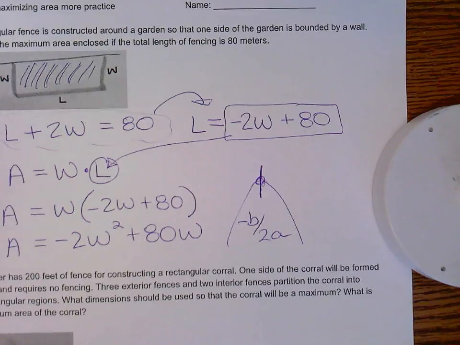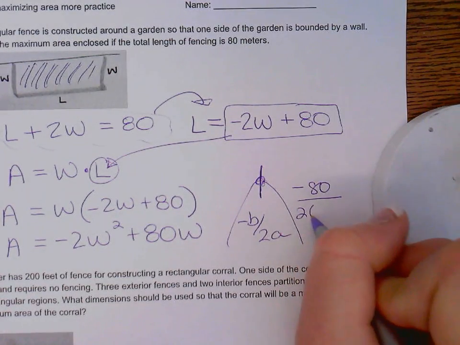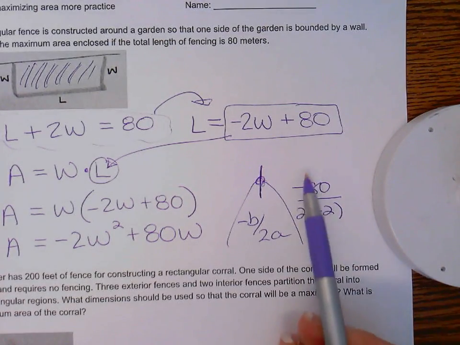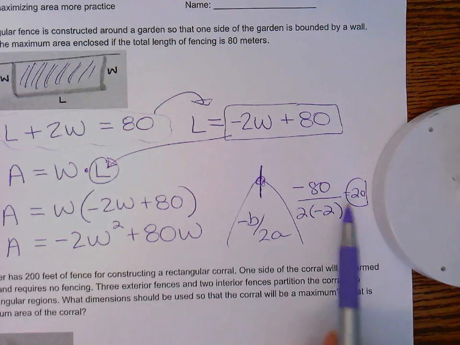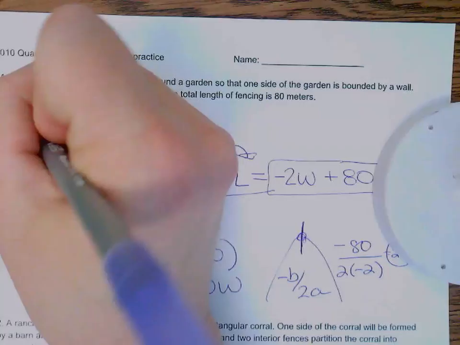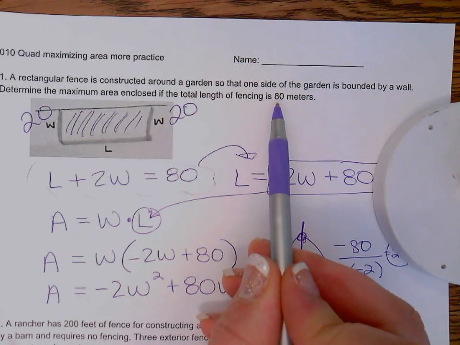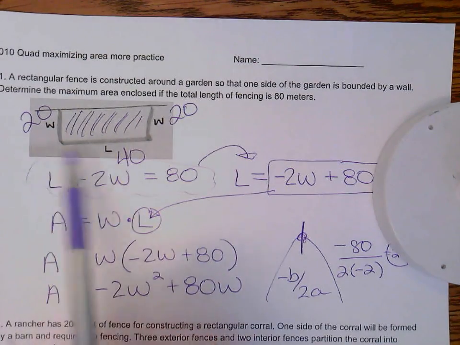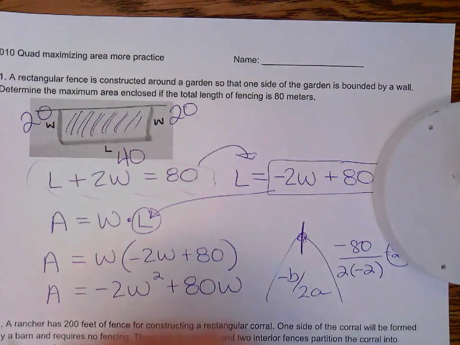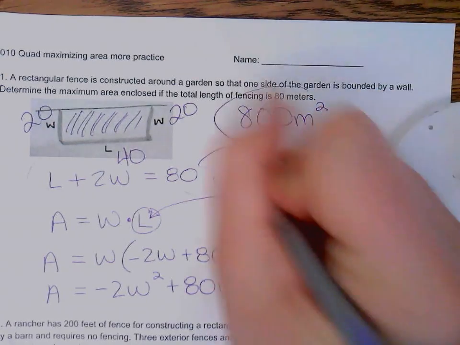So I'm going to do negative 80 divided by 2 times negative 2. This is negative 80 divided by negative 4, which is 20. So 20 is the width that will maximize the area in my picture. If this is 20, that makes this width 20. I had a total of 80, so I have 40 left as my length. Then length times width, so 2 times 4 is 8 with 2 zeros. So 800 meters squared would be my maximum area.